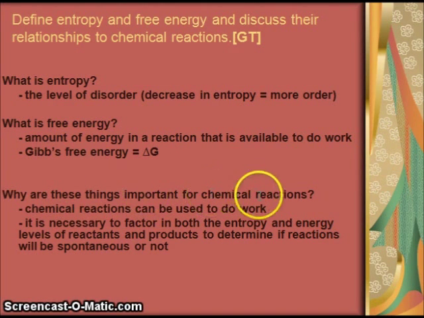Finally, why are these things important for chemical reactions? We know that chemical reactions can be used to do work. For example, you drive your car, and this is powered by the burning of gasoline. Now, it's necessary to factor in both the entropy of a reaction and the energy levels of reactants and products to determine if reactions are going to be spontaneous or not, and to help us calculate how much energy they can help to produce.